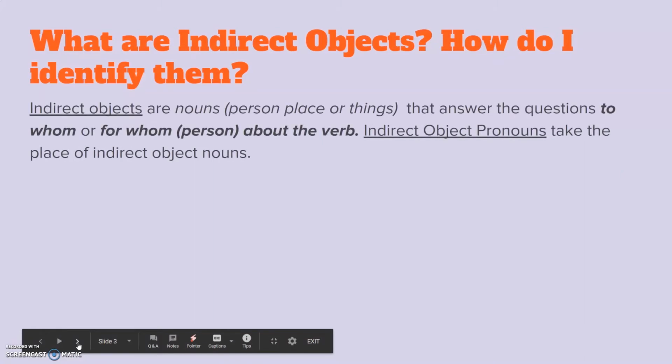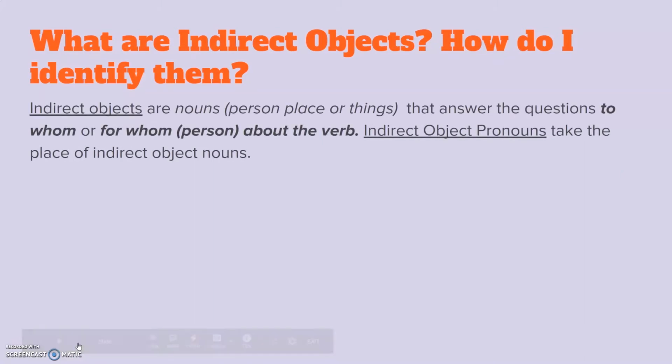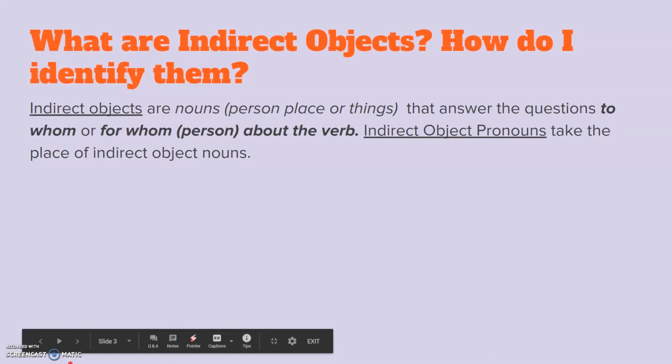Well, indirect objects are nouns, which are person, places, or things, that answer the question to whom or for whom about the verb. Indirect object pronouns take the place of indirect object nouns.